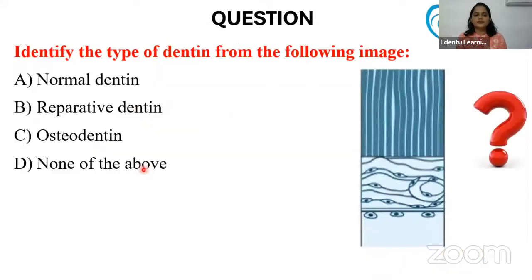Now moving on to the next question: identify the type of dentine from the following image. What type of dentine is this? Is it normal dentine, reparative dentine, osteodentine, or none of the above? The right answer is option C, osteodentine.